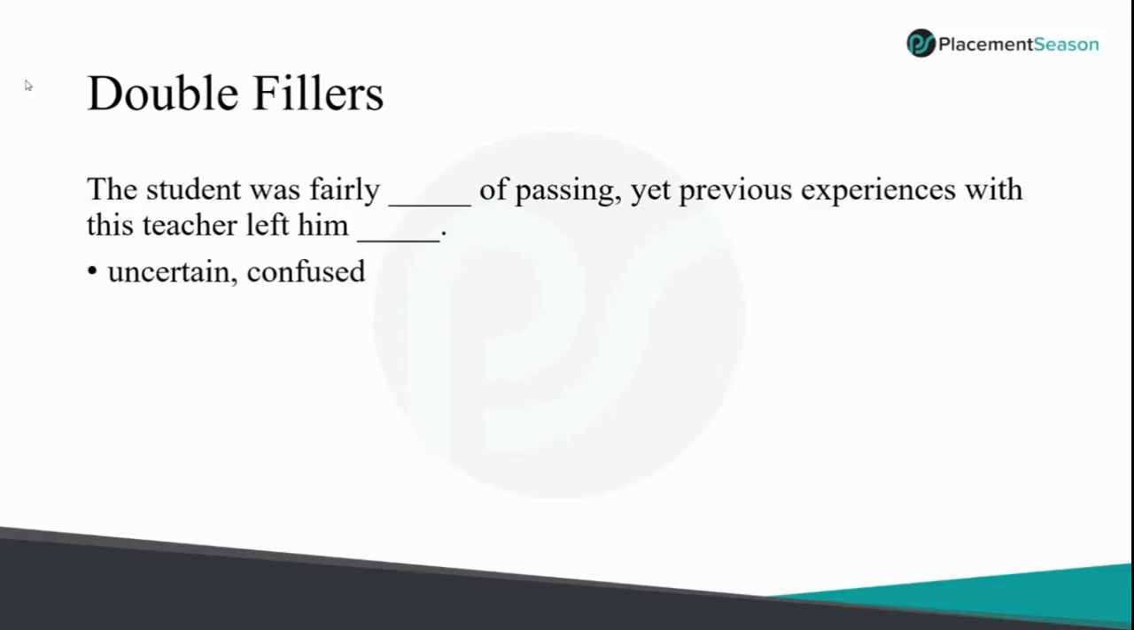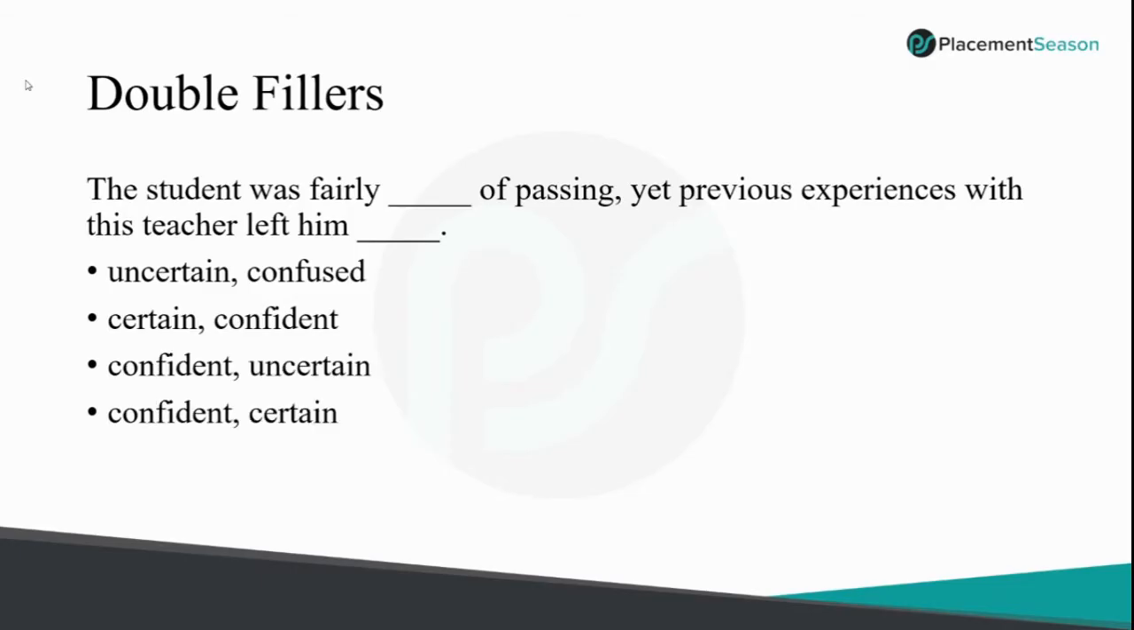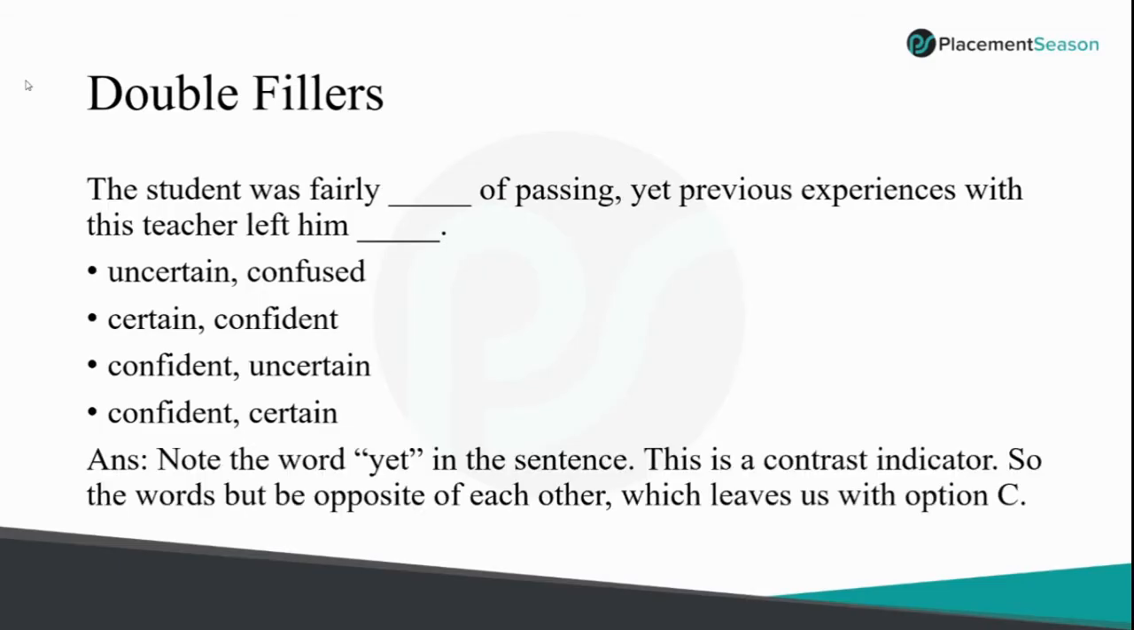Okay, let's see the options now. Uncertain, confused. Certain, confident. Uncertain, confident. Certain, uncertain. So like the previous question, the clue lies in the sentence. What is the clue here? Yet. Yet in the sentence is a contrast indicator, which means the first part of the sentence is in contrast with the second, and vice versa.